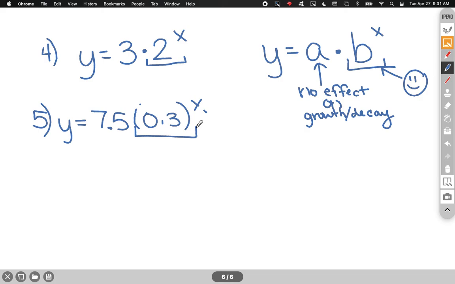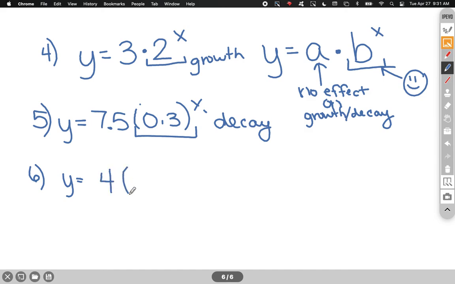Is 0.3 more than 1 or less than 1? All right, so is this growth or decay? This one is decay for sure. I probably should have written up there, we looked at it on Desmos, but that one is growth. All right, is this one growth or decay? It is decay. Which number determines that? Yep, the 1/2 determines that. Now, what do you guys think? Because that is it. It's easy.